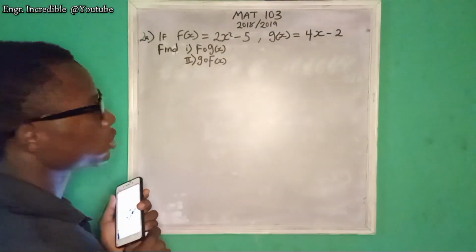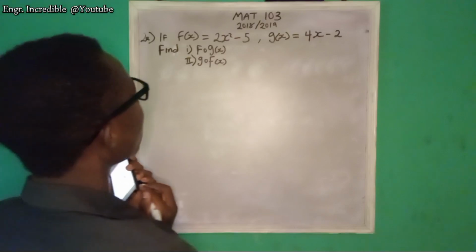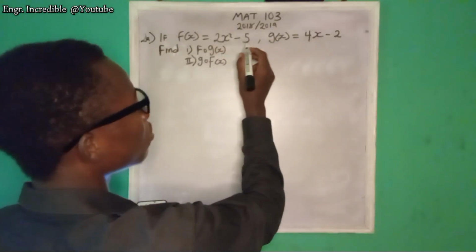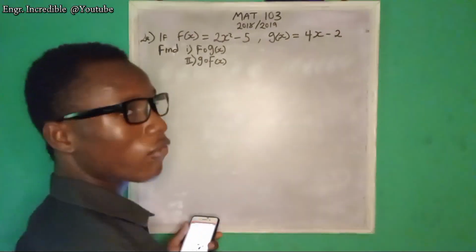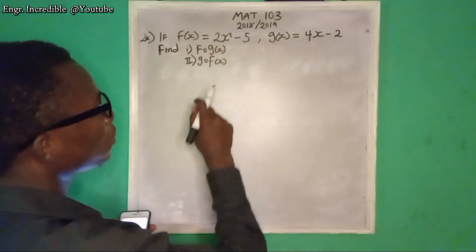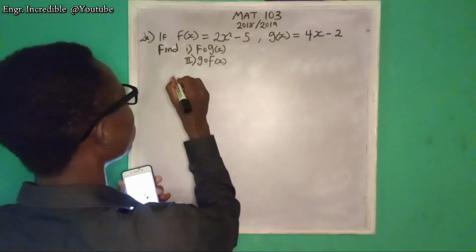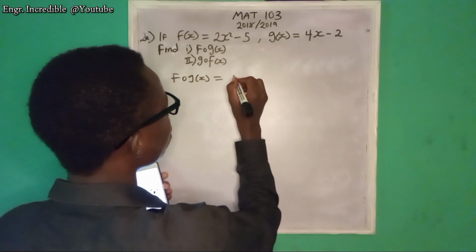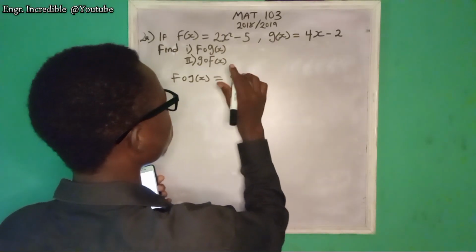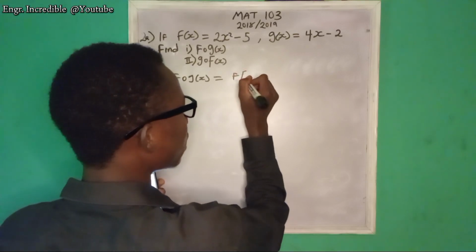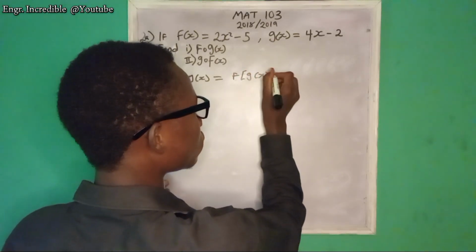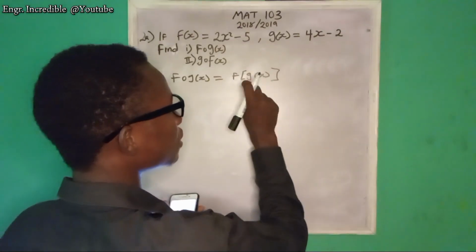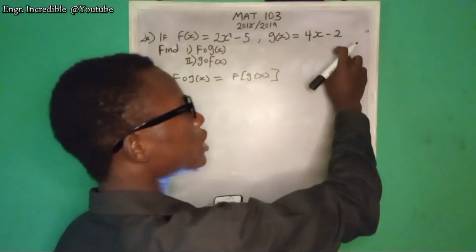So now let's take number i, which is f o g of x. We have our f of x as 2x squared minus 5 and our g of x as 4x minus 2. So what is our f o g of x? Since f o g of x is equal to f in big brackets g of x, that means f is a function of g of x, right? So what is our g of x? Our g of x here is equal to 4x minus 2.